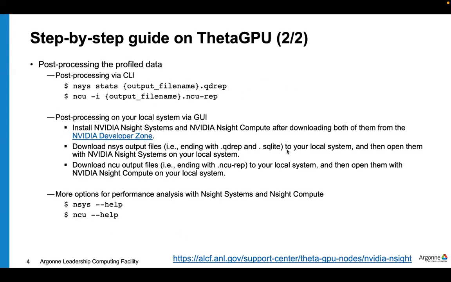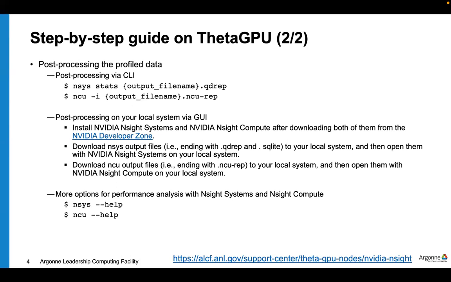And after running Nsight Systems and NCU, you will get the outputs. There are a couple of ways to see the data, right? If you prefer a text-based Linux-style output, you can use post-processing through the CLI command line interface. For that, you can use these lines: nsys stats with the output file name and ncu -i with the output file name, and you will see all the collected data on your terminal.